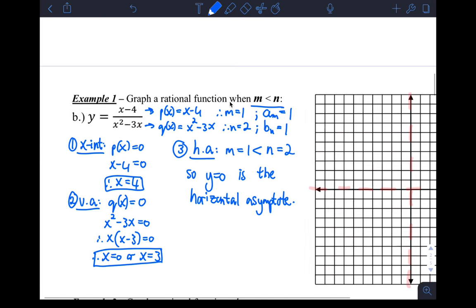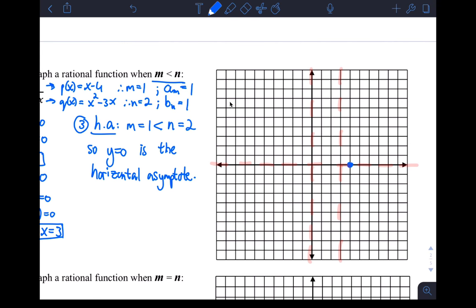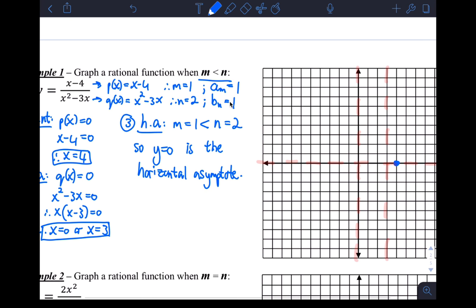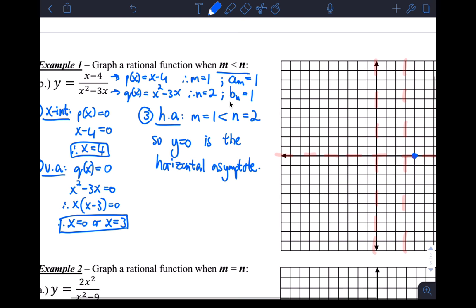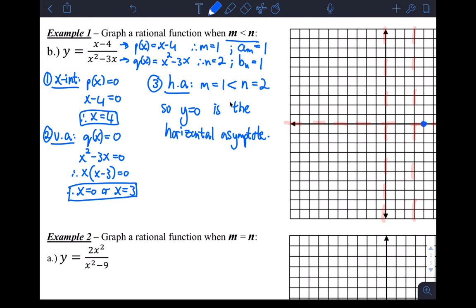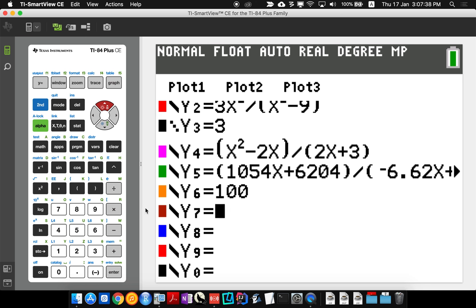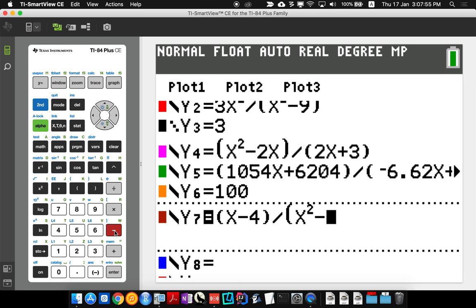So again, I have quite a bit of stuff on my grid there, but I can't really graph it unless I plot many, many points. So rather than do that, let's just graph this on our calculator and see what it does. If you go to your calculator, just be careful with your parentheses. You want to enter it correctly. (x minus 4) divided by (x squared minus 3x).